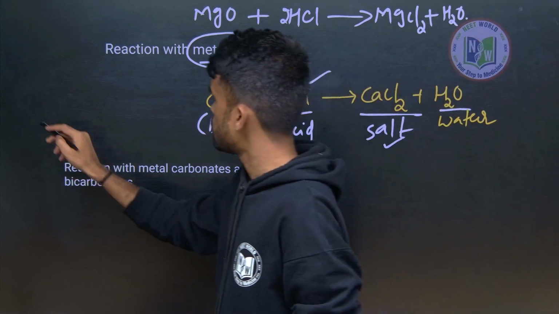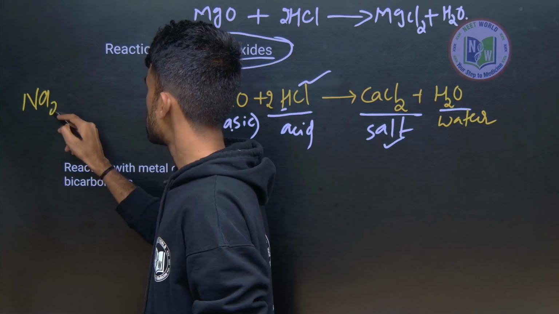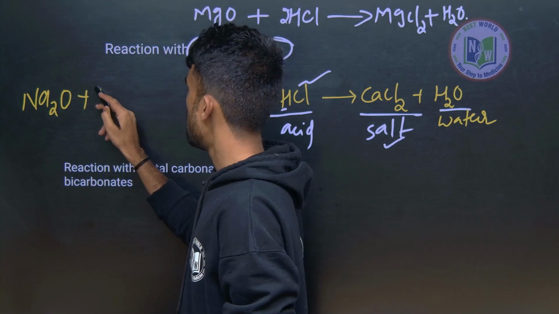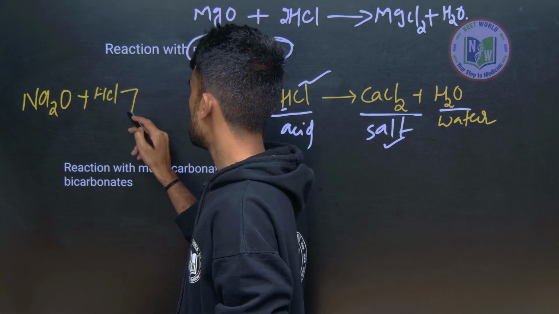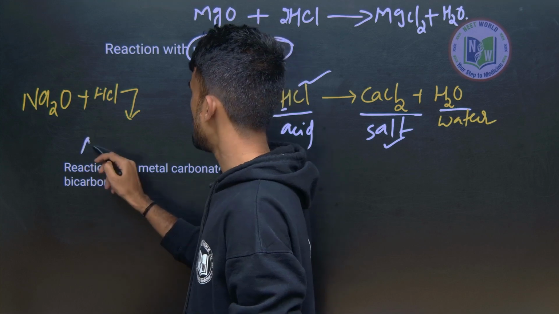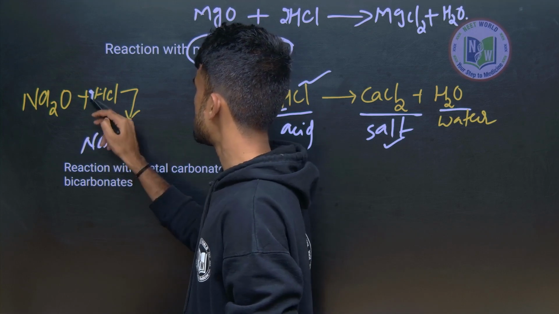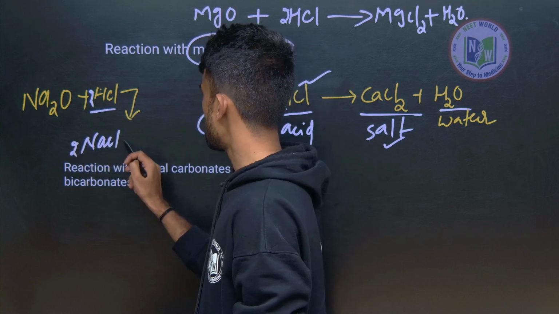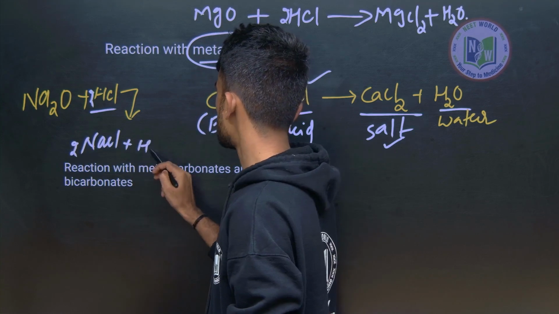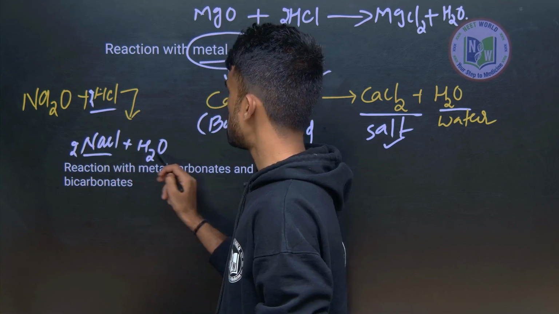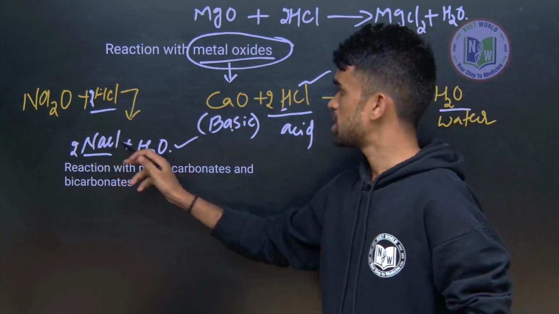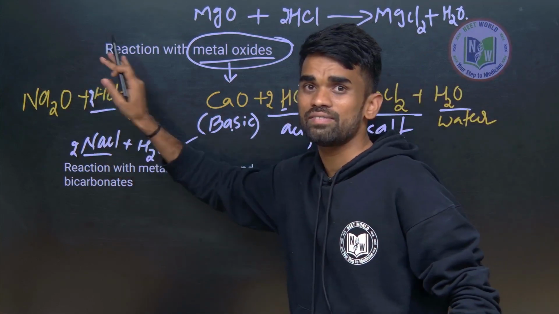Now let us take one more example. Na2O, sodium oxide. This is also a basic oxide. Upon treating with the same HCl, what are the products formed here? NaCl. Let us say I have taken 2 moles of this acid, so we will get 2 moles of NaCl plus H2O. Salt plus water is formed. Hope these reactions are clear now. Salt plus water is formed when a basic oxide is treated with acid.